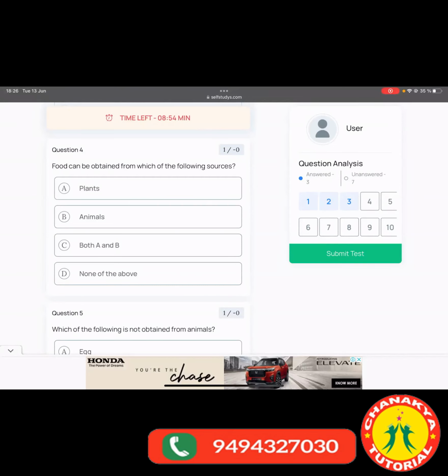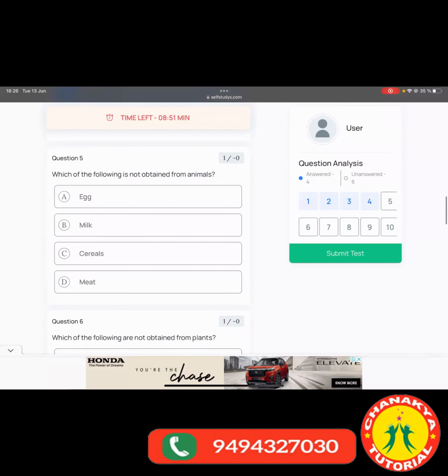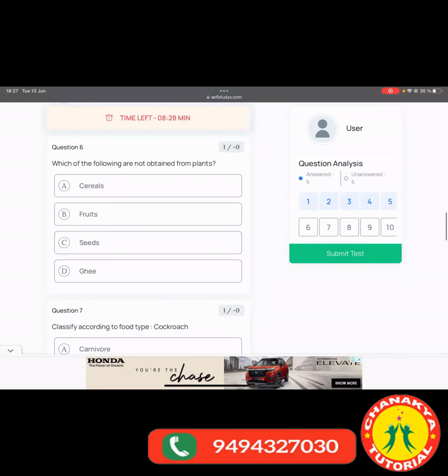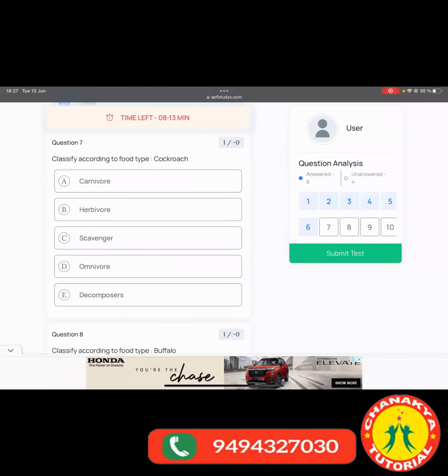Both A and B. Very good. Ma'am, is it cereals? Cereals, yes. Cereal, you don't get it from animals, you get it from plants. Who's the next person? Ghee. Okay, very good.